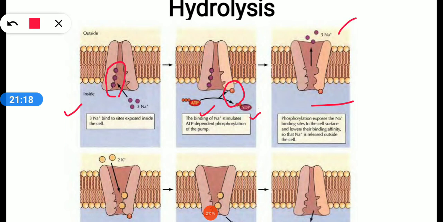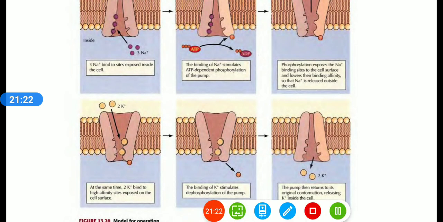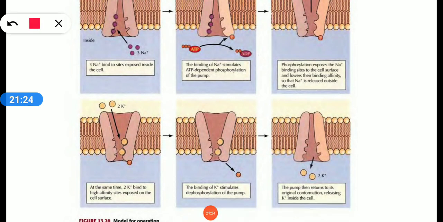Okay, then what happens in the changed conformation? This carrier protein, this ATPase pump, is open on the extracellular side. Now, in this changed conformation, 2 K positive ions will bind from the extracellular side. 2 K positive ions from the extracellular side got bound to this protein.